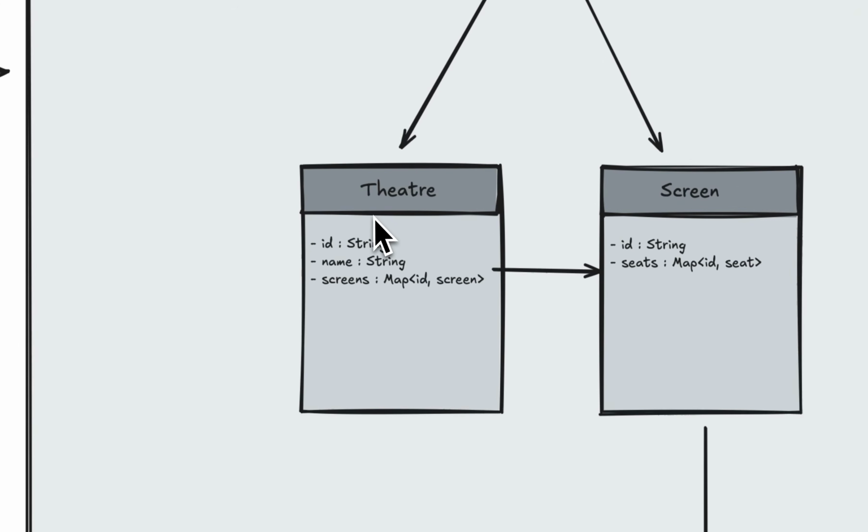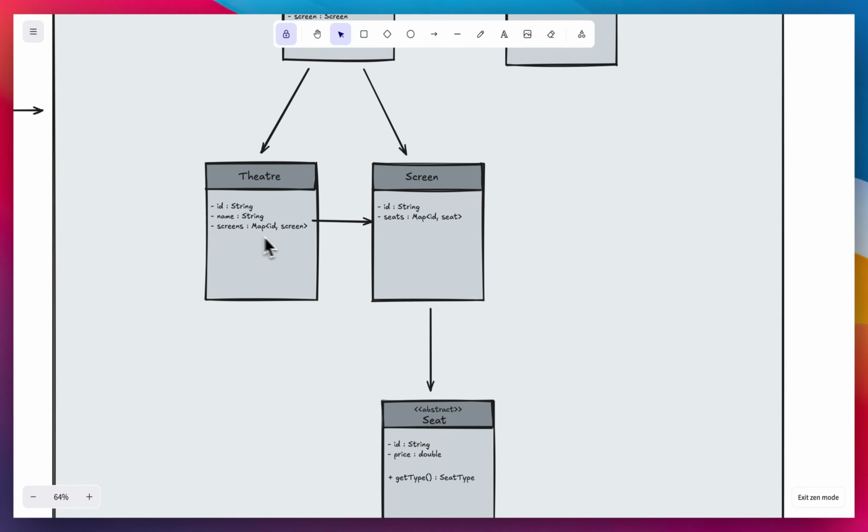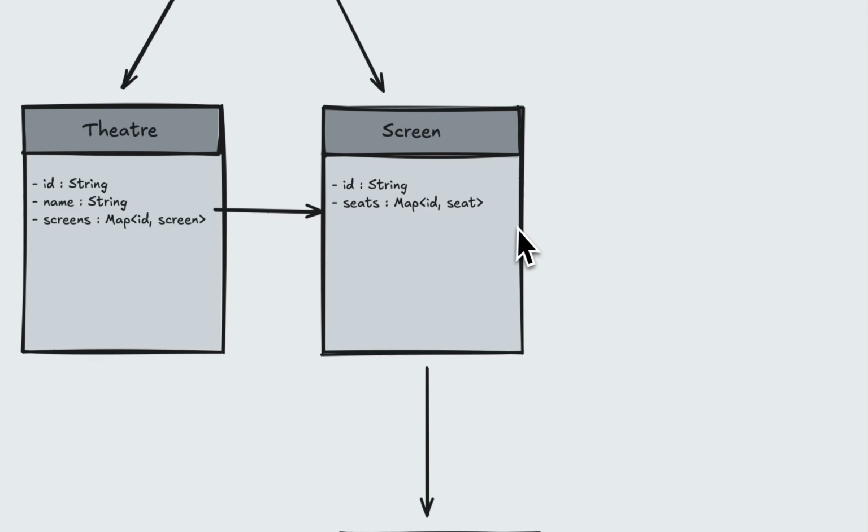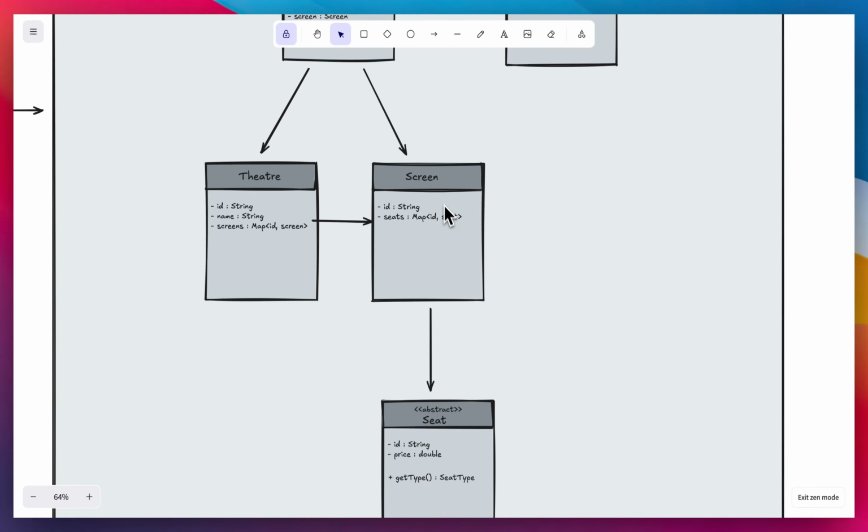So let's start with the theater. So the theater would be having these 3 attributes, that is ID, name, and the screens which are present in the theater. So instead of having a list of screens, I have used a map. Why? Because I want to fetch the screens more efficiently, right? That's the reason why I have used a map. And over here we have screens, right? That's the reason why we have a has-a relationship between theater and the screen. So screen would be having the ID and the seats. So again, there is one has-a relationship between screen and the seat.